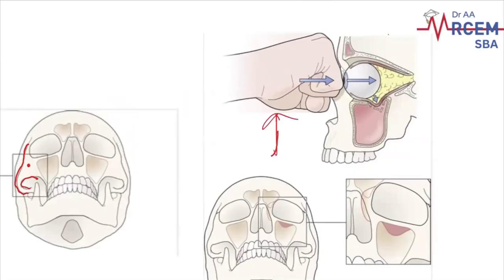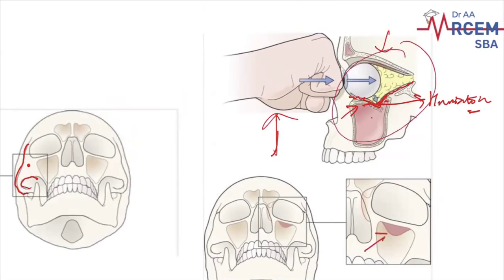So someone punches the orbit, and an orbital floor fracture has resulted. This is the inferior rectus muscle, which has herniated. So there is a herniation of the inferior rectus. Herniation means this has come through the fracture site of the orbital floor and entered into the maxillary sinus. That is known as herniation. So this is the lateral view. In the anterior view, it will appear like this.